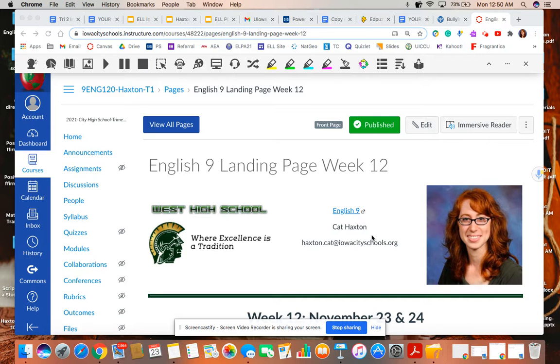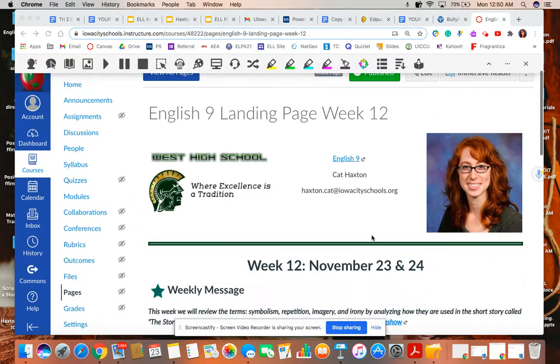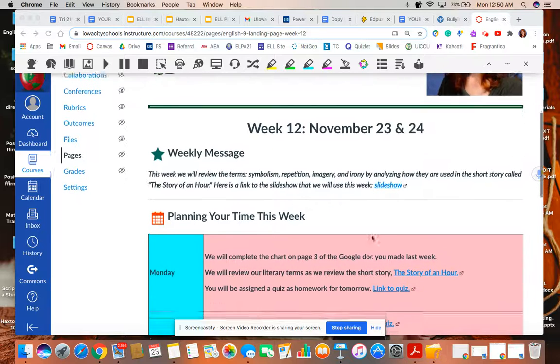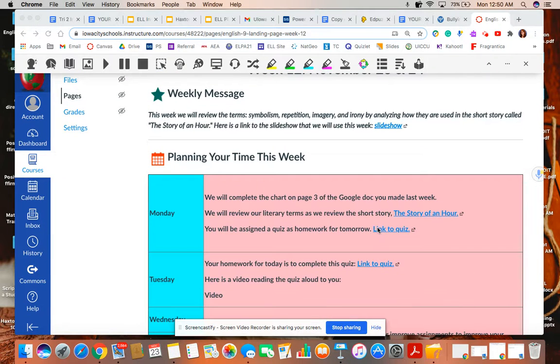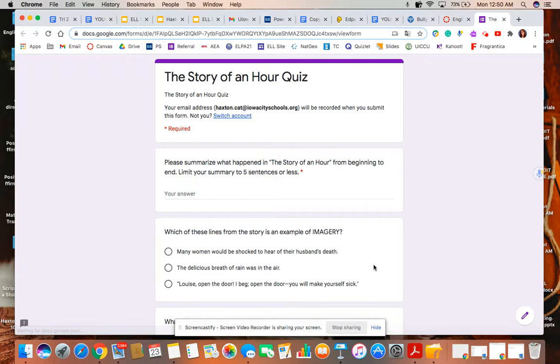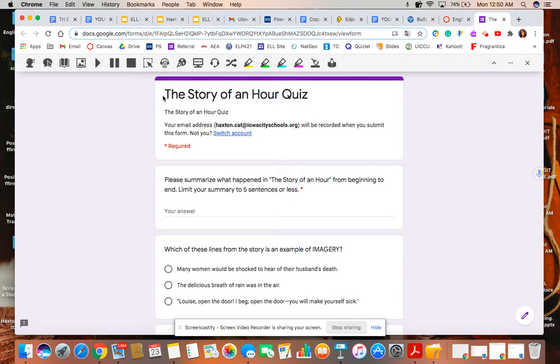take this week. So you can find a link to the quiz here on Canvas, both under Monday and Tuesday. It says link to quiz. So go ahead and click on that link and it will take you to a Google Form quiz called the Story of an Hour quiz. So this quiz is all about the short story called The Story of an Hour.